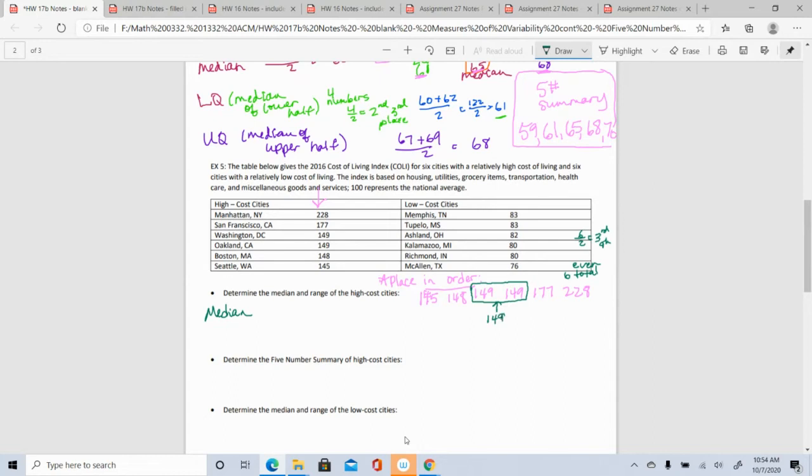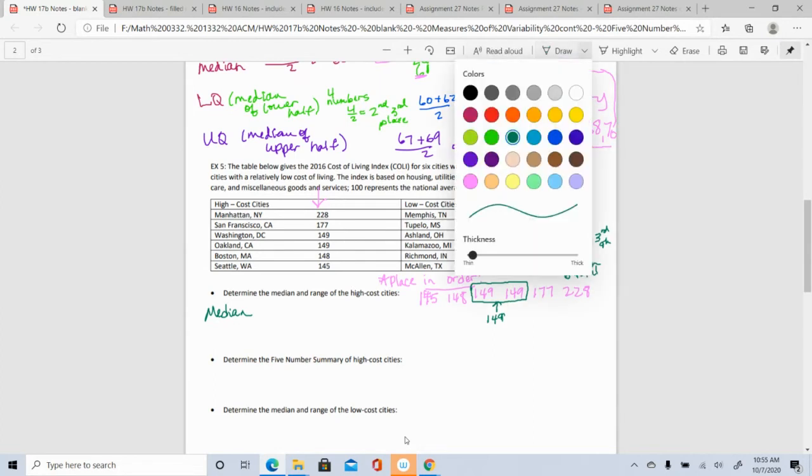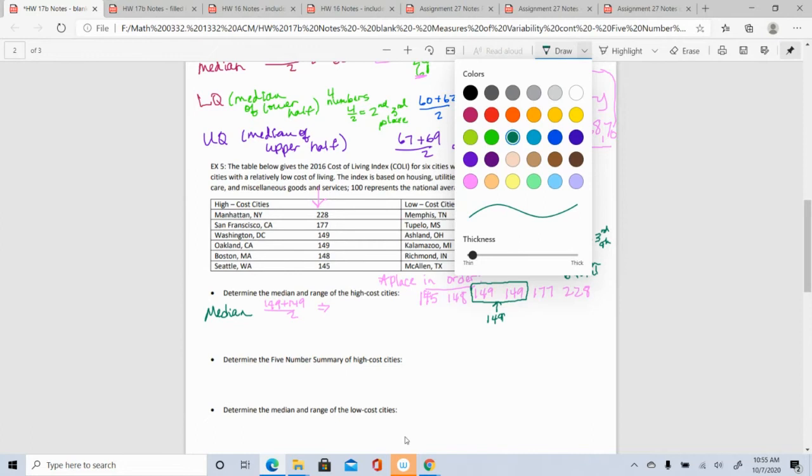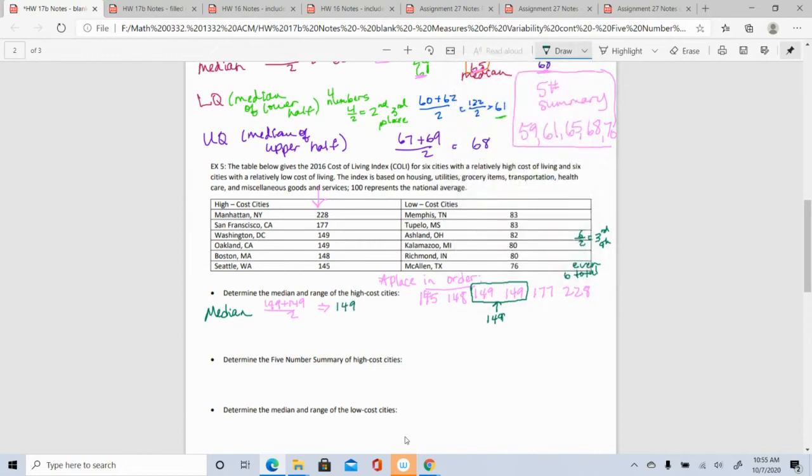But let's say you weren't sure, like, I don't know what to do here. Always take the two numbers, add them up, and divide by 2. You could do 149 plus 149 and divide it by 2. You're going to get 149. So don't let that throw you. Okay, so that's the median.